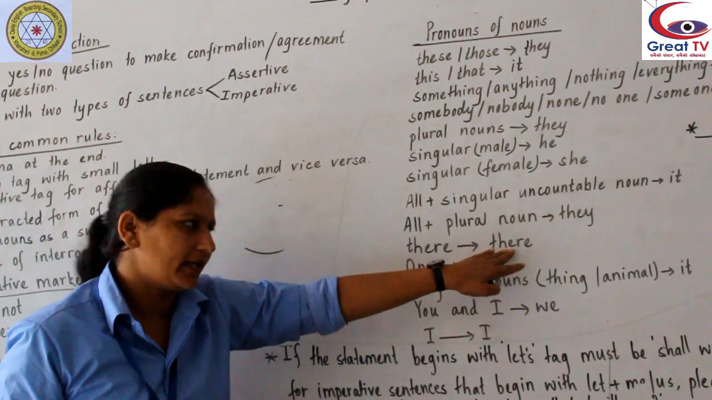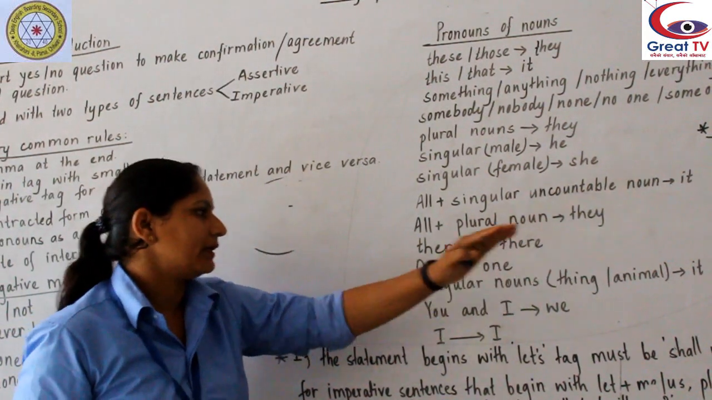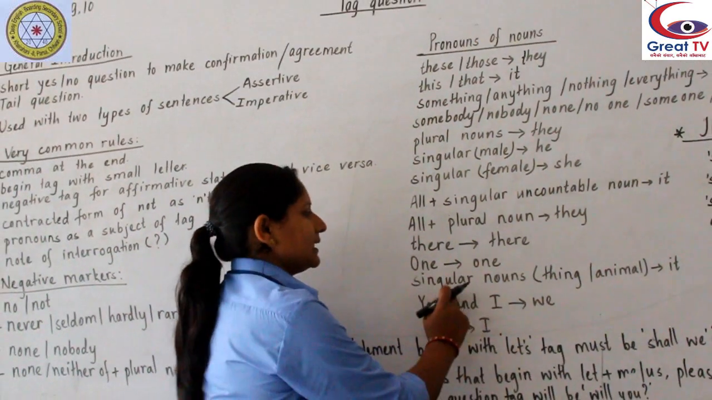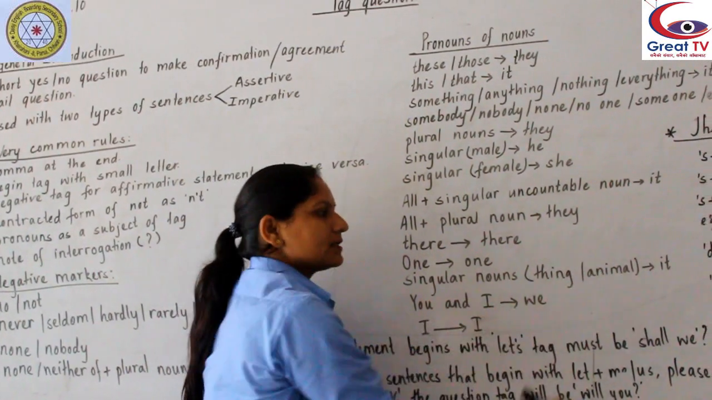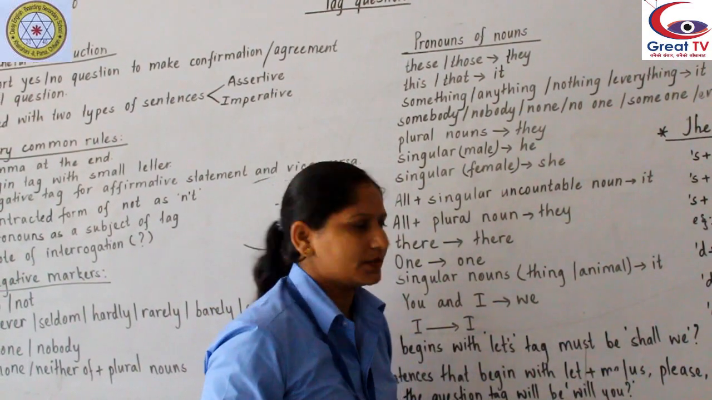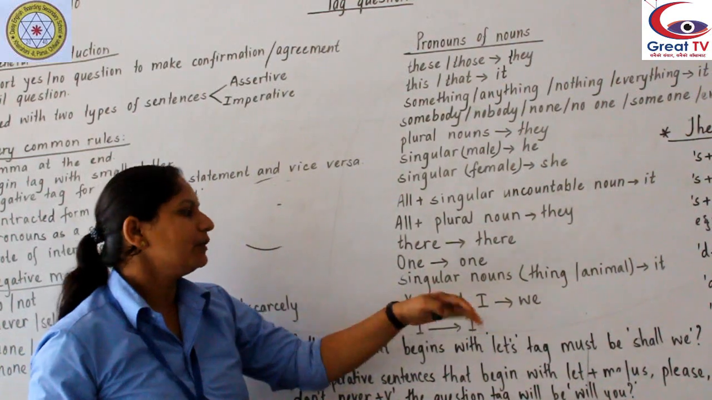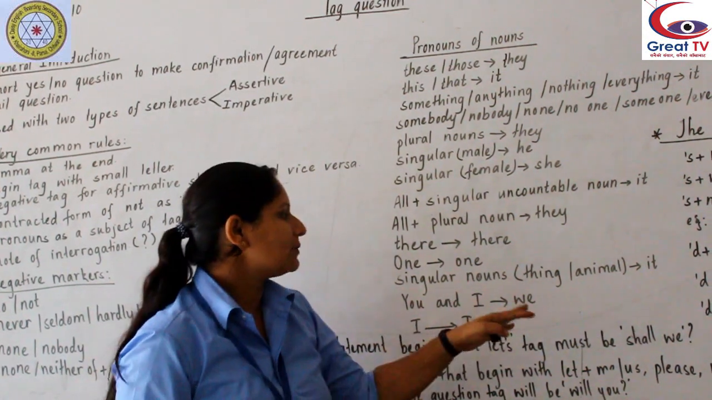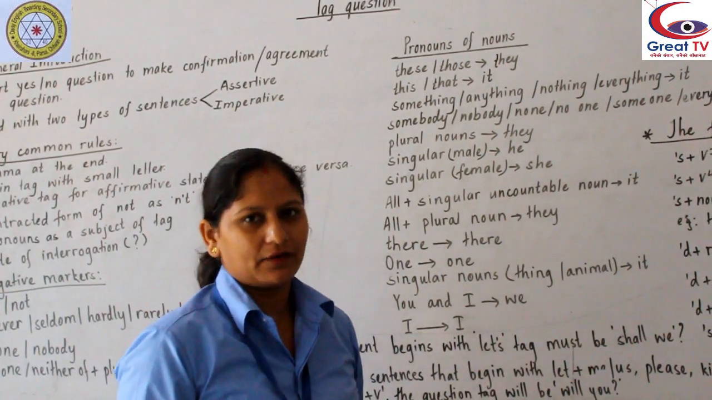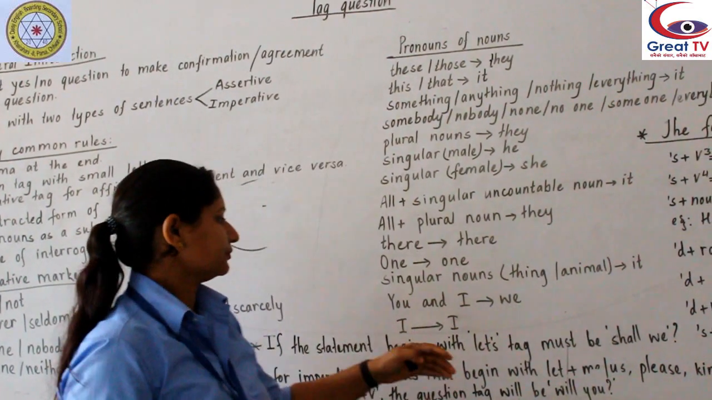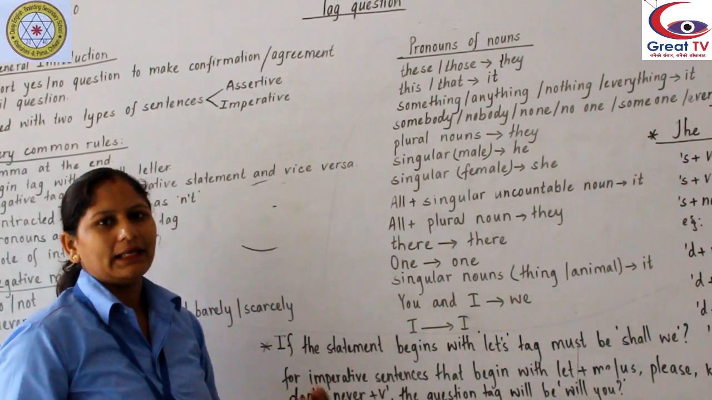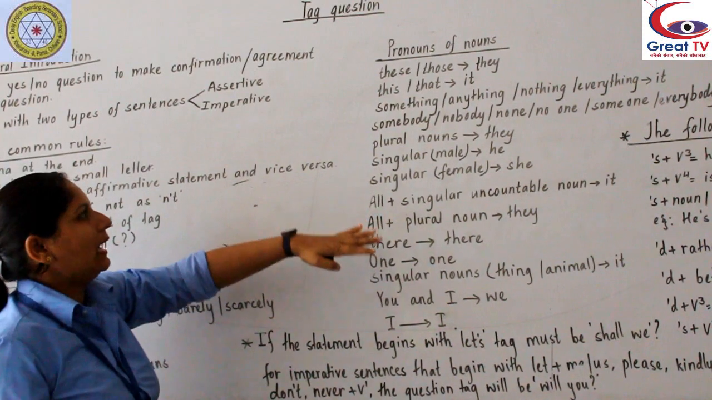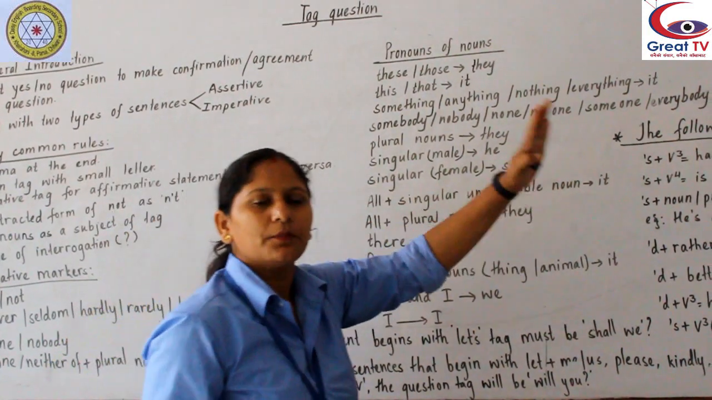There remains same, there. One remains same, one. Singular nouns for a thing and animal, it. And if you and I come together, a double subject, then it becomes we. You and I are friends, aren't we? And I stays I. I am a student, aren't I? These are some rules for how nouns change to pronouns.